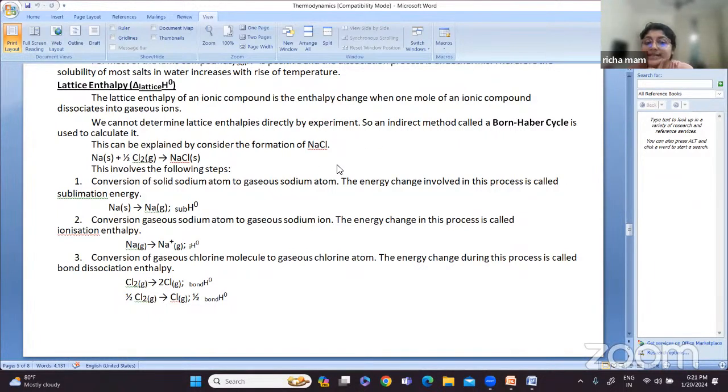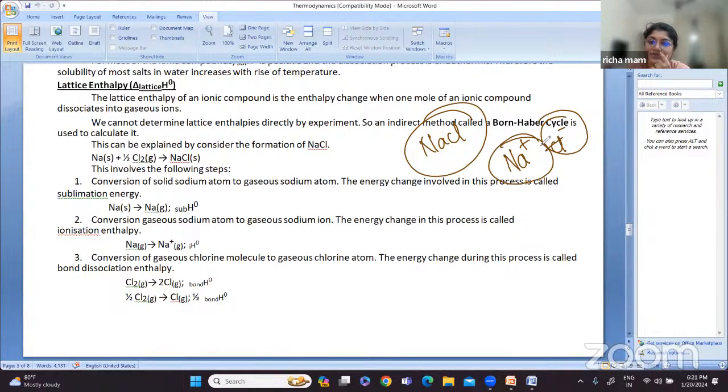So we are taking an example. We are considering the formation of a simple ionic compound, that is NaCl. You know the NaCl compound. Ionic bond is what? Ionic bond is sharing of electrons. Na plus will give the electron, Cl minus will take the electron. Sorry, not sharing, transfer of electrons takes place. So Na will give the electron and Cl will take the electron.